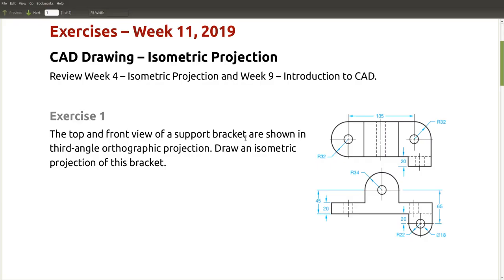Okay, so the first thing I want to do is draw a box that then encloses the support bracket entirely, just to give me an isometric box from which I can picture this object and from which I can work to draw the final object. So the total length of this object, so the total width of this object, is 135 millimeters plus this 32 for this side radius and another 32 for that side radius. So that's 135 plus 64.